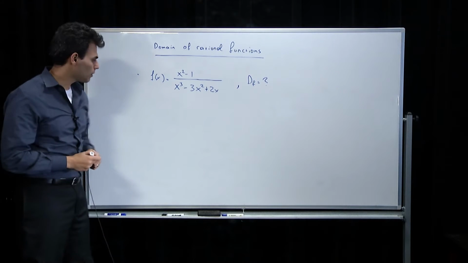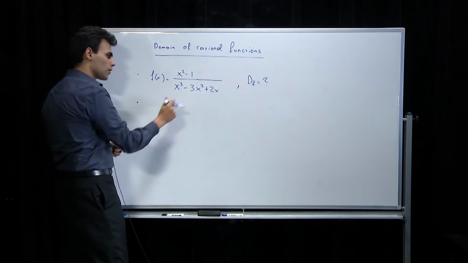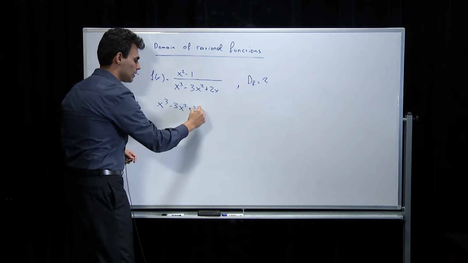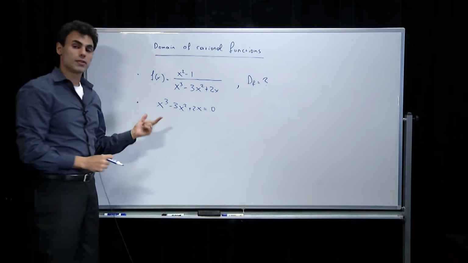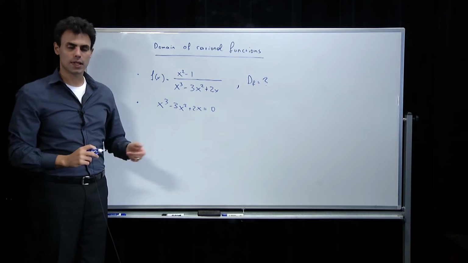So in order to figure this one out, what we do is set the denominator equal to 0. So let's focus on this part. You have x cubed minus 3x squared plus 2x equals 0. We will solve this equation and we will discard the numbers that we get out of this.